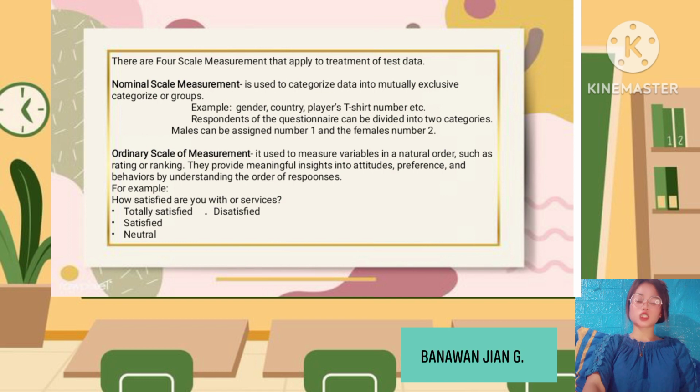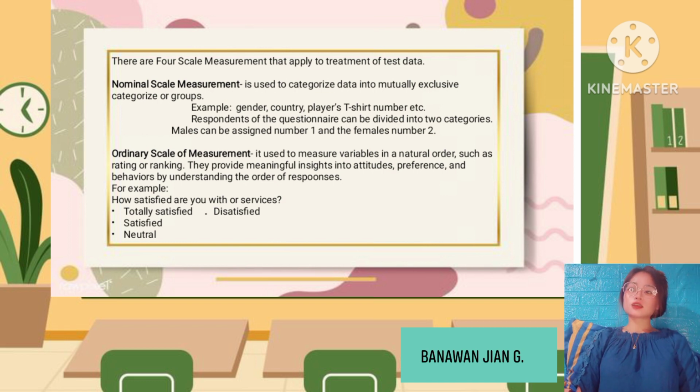So for example, gender, country, the player's t-shirt number. Respondents of the questionnaire can be divided into 2 categories. The males can be assigned number 1 and the females number 2. The reason why it is nominal is because we could have just as easily assigned the females and the males other numbers. So it doesn't matter what numbers we come up with, as long as the male and female are separated numbers.